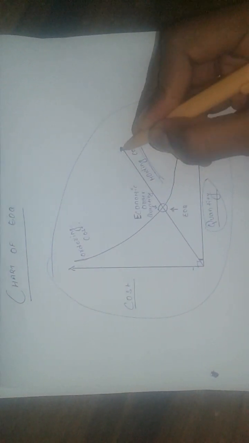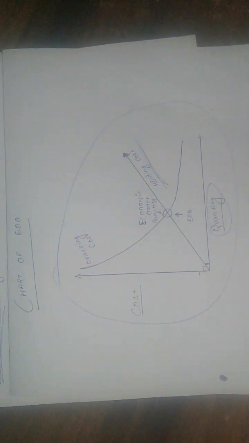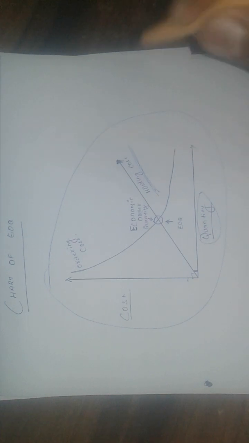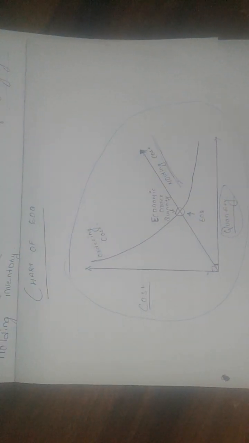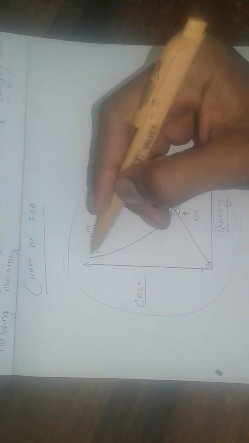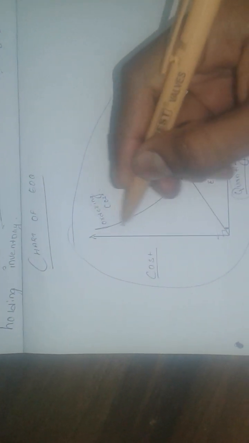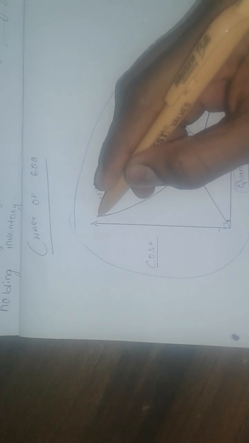When any materials are in high quantity, then the holding cost will be high, as we know. The cost increases with the increase in the quantity, right? So this is the holding cost graph. This is the ordering cost graph. What does this mean? This means that if we order a quantity with high volume, then the ordering cost will be high.